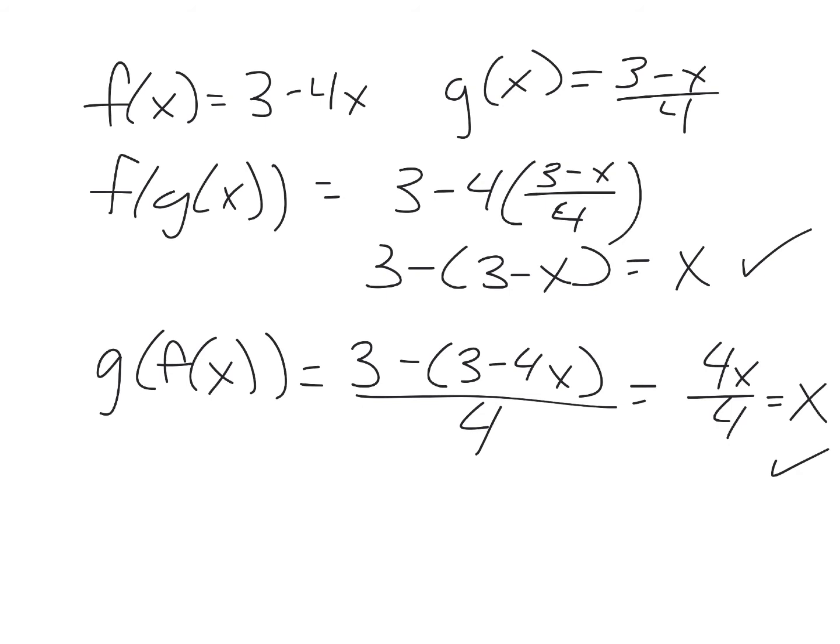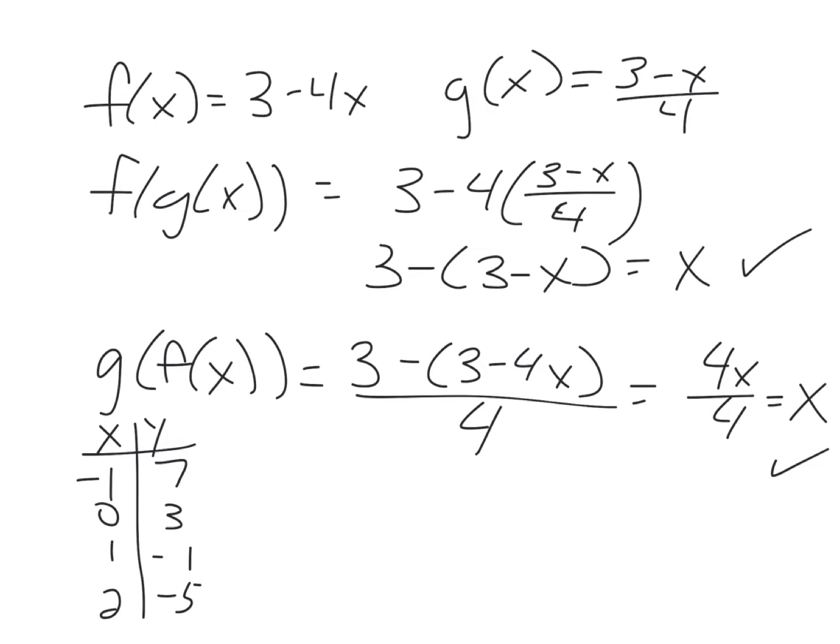Now, using the same two functions, so we know they're inverses of each other, but let's prove this graphically. How can we do that graphically? So let's pick some points. When we have f of x, let's make a quick table of values. Let's say we have -1, 0, 1, 2. When we plug those in, what do we get? We get 7, 3, -1, -5.